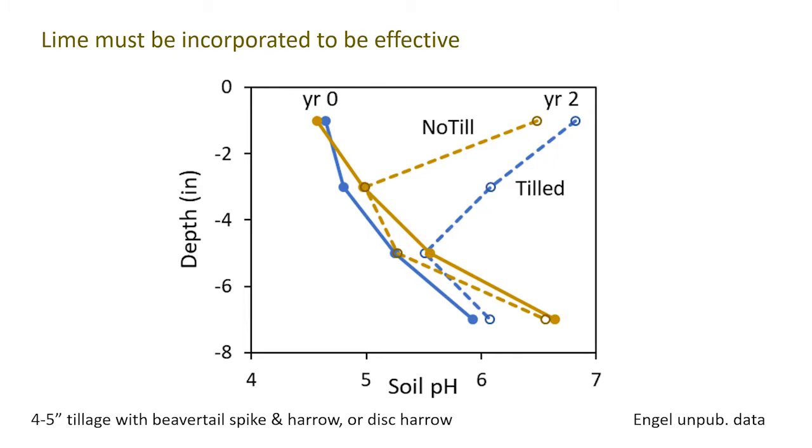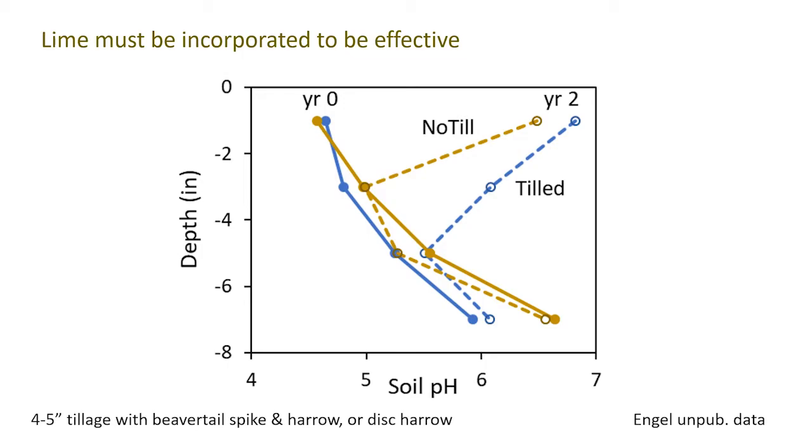So those other studies were done out of Montana. This study was done in Montana by Rick Engel, looking at the differences in pH improvement from liming between a tilled system and a no-tilled system. At the beginning of the study, in year 0, these dark lines show how pH was stratified. So it was fairly similar, where the pH was very low at the surface, below 5, pretty low at 3 inches, and then went up beyond that.